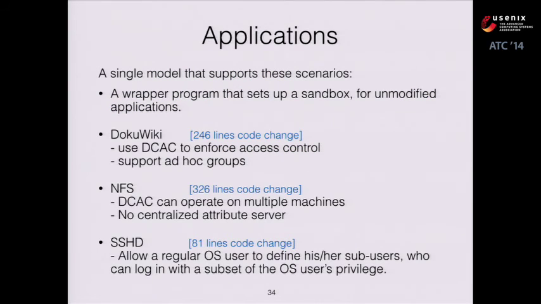To show how DCAC as a single model can support different scenarios, we built several applications. First, we have a wrapper program which sets up a sandbox for unmodified applications. The unmodified application will be sandboxed because DCAC state is inherited over fork and exec. Then we modify the server application DokuWiki to use DCAC to enforce its access control and to also support ad hoc groups. We also modify NFS to allow DCAC to operate on multiple machines. And DCAC has natural support for NFS because it doesn't require a global attribute server. And finally, we modified SSHD such that it allows a regular OS user to define his or her sub-user, and the sub-user can log into the system with a subset of the OS user's privilege.